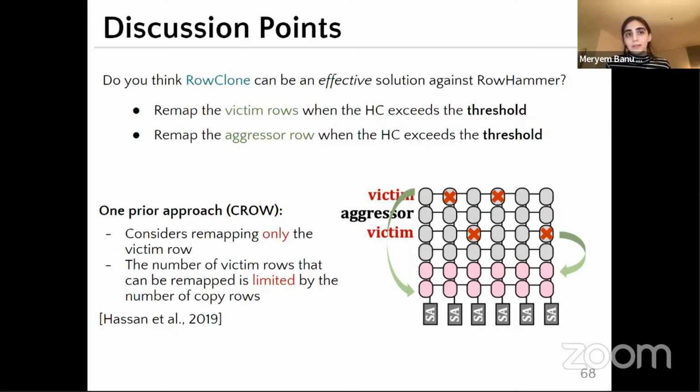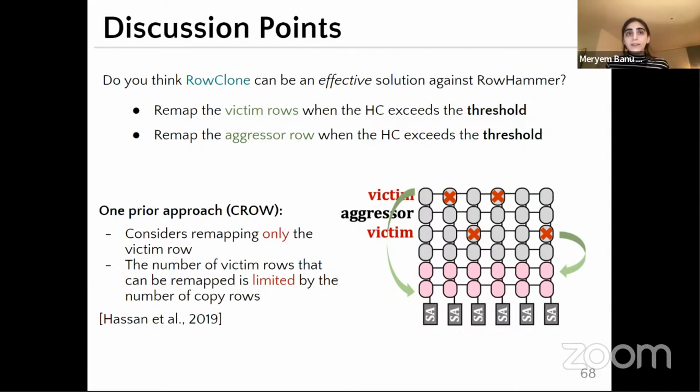I'm not sure if you are familiar with this paper, which is CROW from ISCA 2019. The authors actually defined two other rows within each subarray. They call these rows copy rows. And I think the main motivation for separating these rows is for latency reduction techniques. But then they realized that these copy rows can be used to mitigate RowHammer.